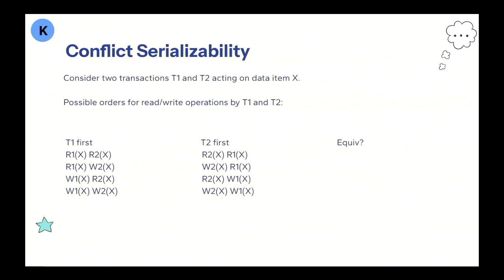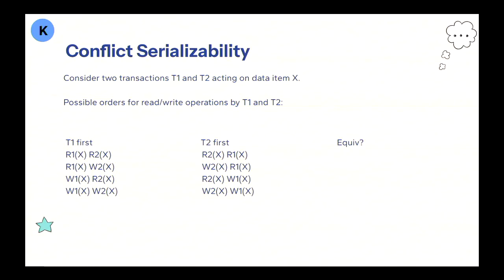So, conflict serializability. Let's consider two transactions, T1 and T2, working on the data item X. Here are the possible orders of read and write operations performed by T1 and T2. This is T1 executed first. This one is T2 executed first. T1 reads X and then T2 reads X. Is it equivalent to T2 reading X first and then T1 reading X? Is it semantically equivalent here?